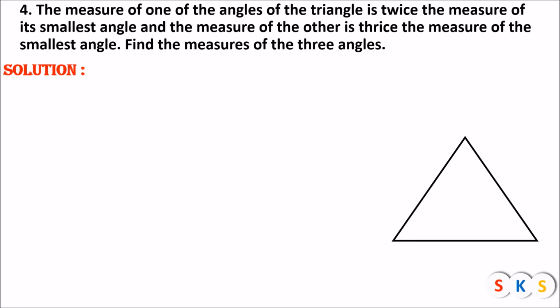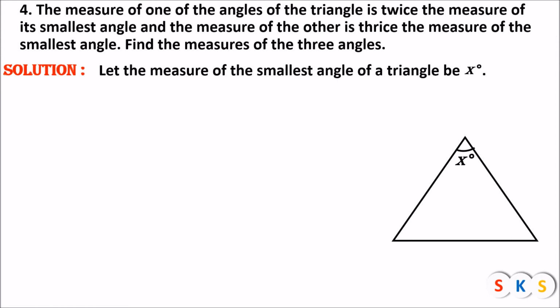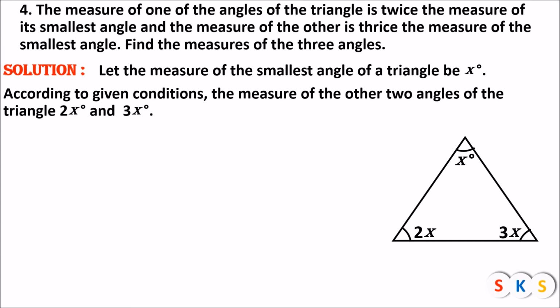Now we will assume here the measure of smallest angle of this triangle. Let the measure of smallest angle of triangle be x degree. That means measure of one of the angle of this triangle is x degree. Now look at the condition in this question. Measure of one angle is twice the measure of smallest angle. What is the measure of smallest angle here? X. So the measure of one angle would be twice of it, that is 2x. And the measure of other angle is thrice of the smallest. What is smallest here? X. So thrice of x is 3x. So measure of the remaining two angles will be 2x and 3x degree as per given condition.